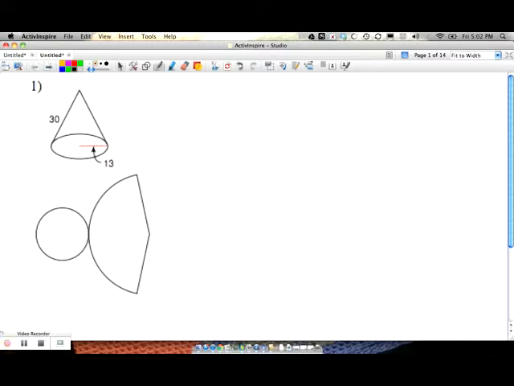Alright, pyramids and cones and surface area is what we're doing today. So what are we doing today? Surface area with pyramids and cones.